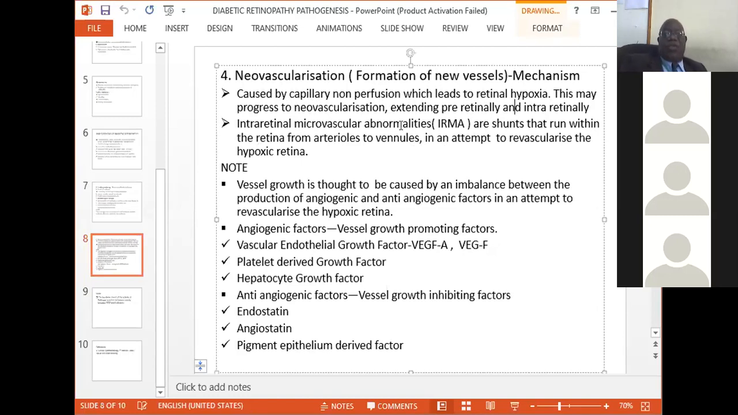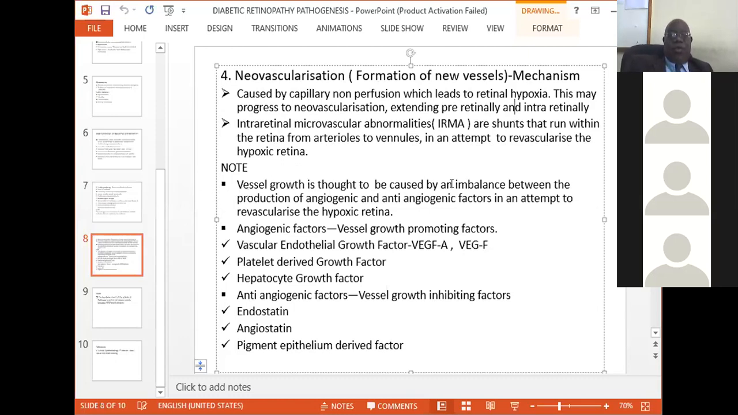Intraretinal microvascular abnormalities do occur. These are shunts that run within the retina from arterioles to the venules, those small arterioles to the venules, in an attempt to revascularize the hypoxic area. These are the new vessels.